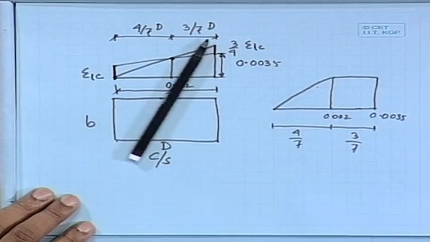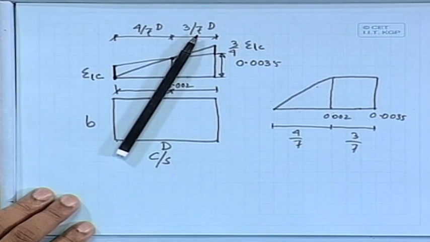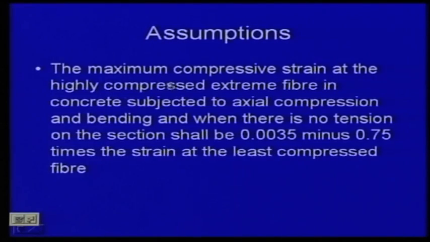That is why our code says, in the assumption, the maximum compressive strain at the highly compressed extreme fiber in concrete subjected to axial compression and bending, that means axially loaded as well as bending also there, and when there is no tension on the section, shall be 0.0035 minus 0.75 times the strain at the least compressed fiber.